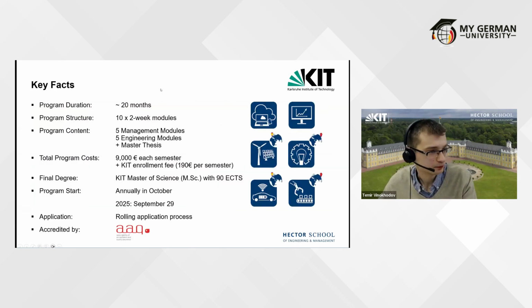So some key facts about the master program in general. The general program duration is around 20 months. As I mentioned, there are 10 modules. The duration of each module is 2 weeks. So 5 management modules, 5 engineering modules, and at the end is a master thesis. As a business school of the KIT, we have tuition fees. These tuition fees are 9,000 euros each semester. And at the end, you will receive the KIT Master of Science degree certificate with 90 ECTS points.